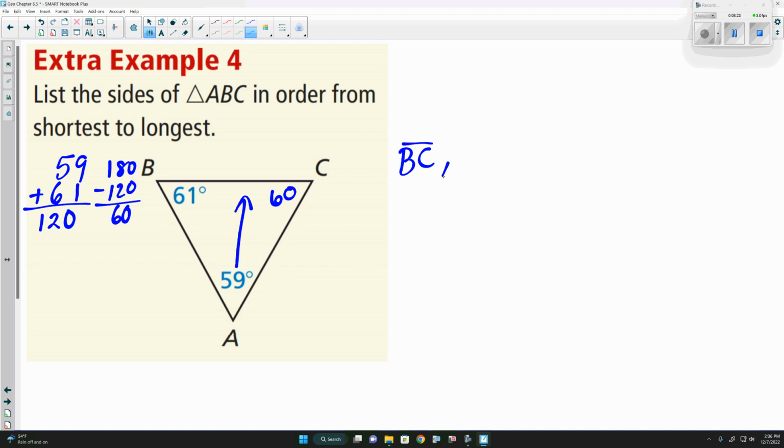The next bigger angle is C, which is 60, so BA. And the last side is AC. And AC is opposite the biggest angle, so that means it has to be the biggest side.